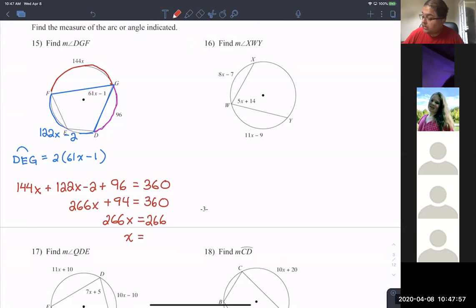X is 0. Oh, 1. Yeah, sorry, it's 1. So if x is 1, what does that make? Does that answer my question? Is that what I'm looking for? Am I looking for x? Is that what the question's asking me? No. What is the question asking me? Find the measure of DGF. Okay. What is DGF? Now that we know x is 1, what does that make DGF? 60. Right.